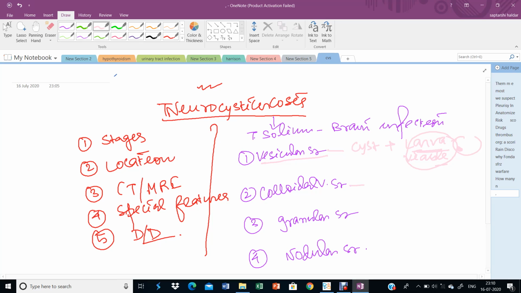Then what do we call the colloidal stage? What is the colloidal stage? The cyst will be there but the larva is not viable. Here the larva is dead. Why is it dead? Because of the immune reaction, that means inflammation, an immune reaction, the larva is dead, and that is what we call the colloidal stage, and due to the inflammation the fluid will be turbid.